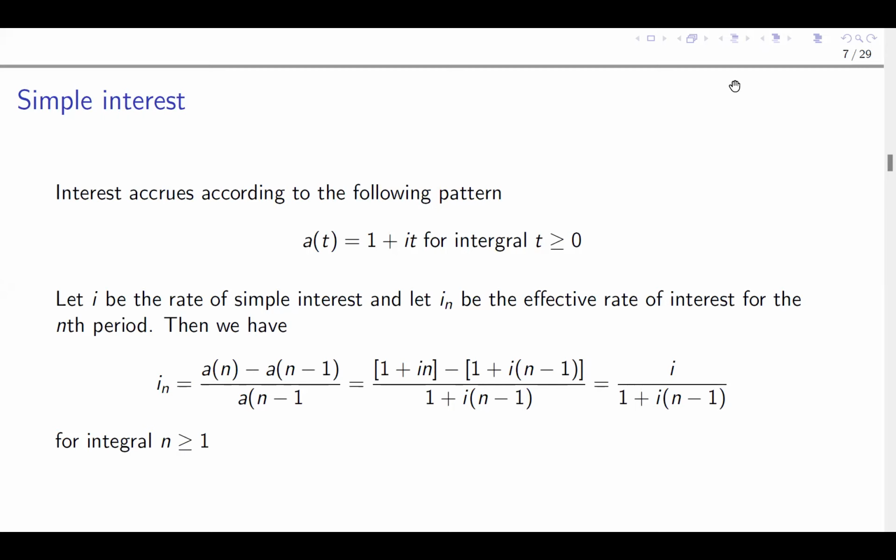We now look at simple interest, compound interest, and some examples.